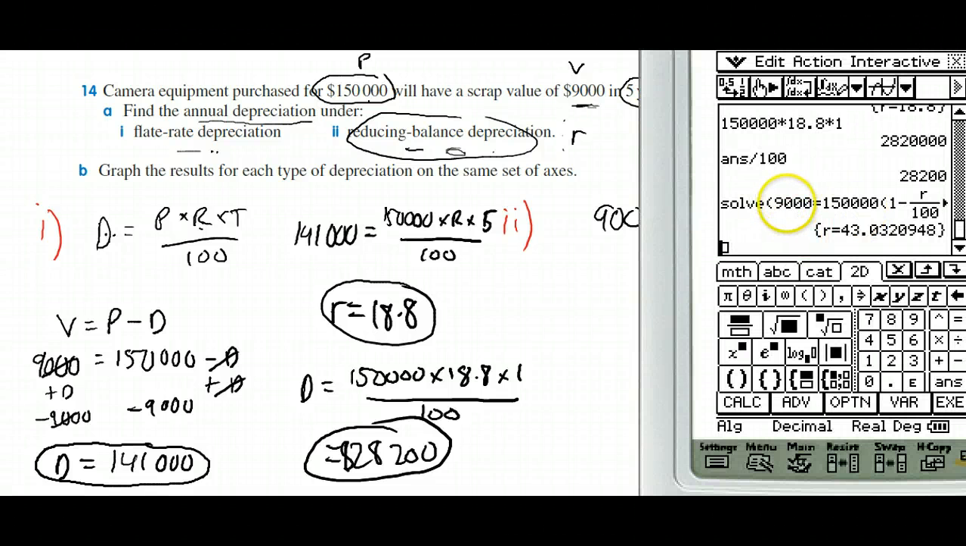Okay, so we put that equation into the calculator. There's V, P, R is unknown, and N is 5, and comma R because we want to know R, and it spits out this. R equals 43.03.